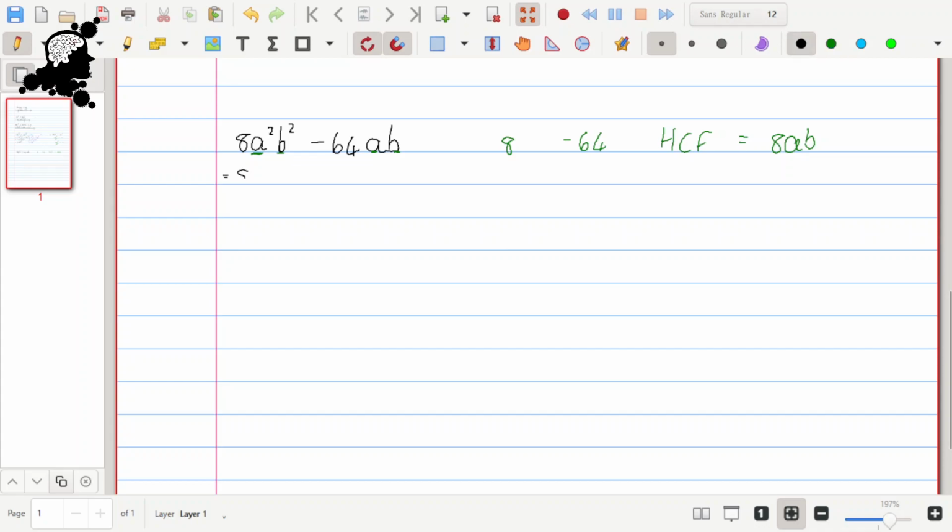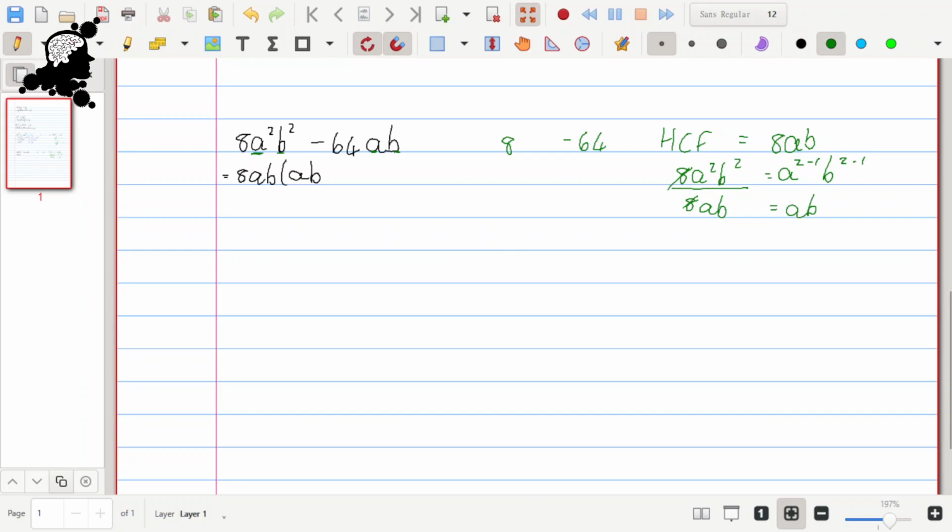Let's write this. 8ab. We open a bracket. Now we say, okay, the first term, which is 8a squared b squared, divided by our highest common factor. The 8 and the 8 will cancel. I will remain with a to the power 2 minus 1, b to the power 2 minus 1. This will just give me ab. So let me go ahead and put ab there.